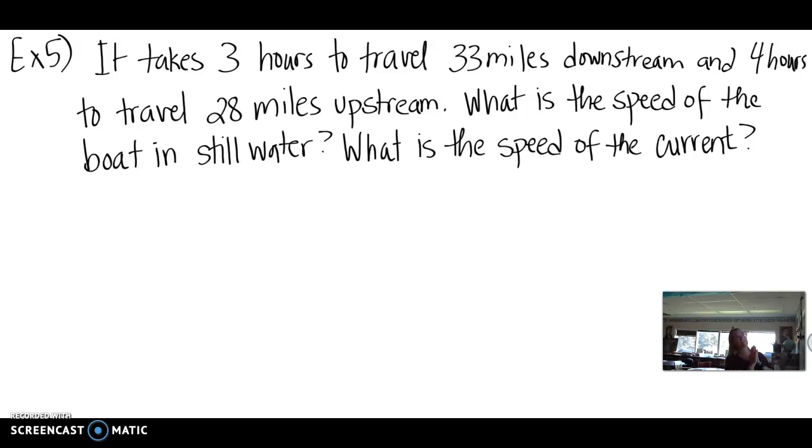It takes 3 hours to travel 33 miles downstream and 4 hours to travel back upstream, and that's 28 miles. What is the speed of the boat in still water? What is the speed of the current? I'm going to do these in the next video.